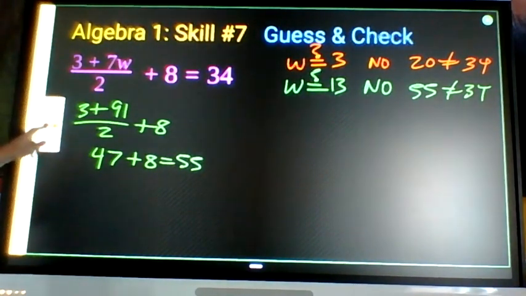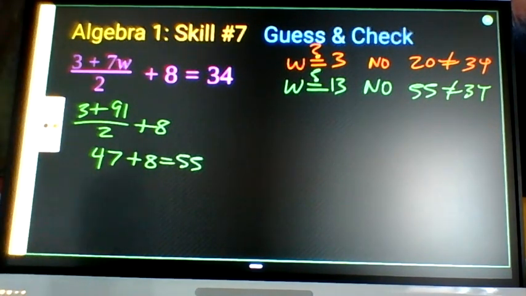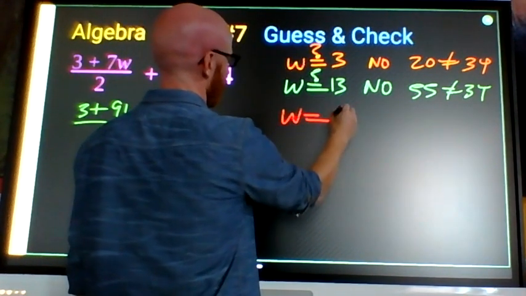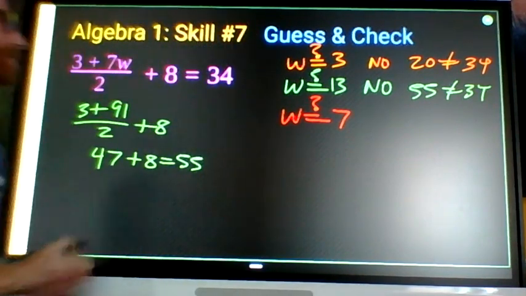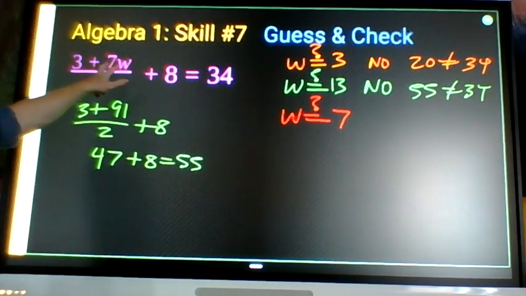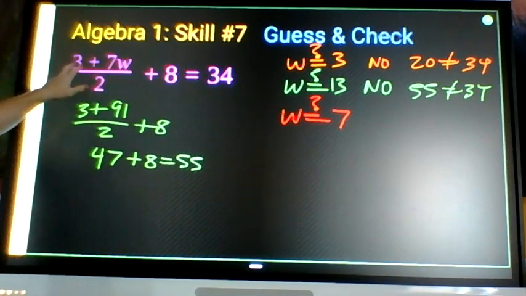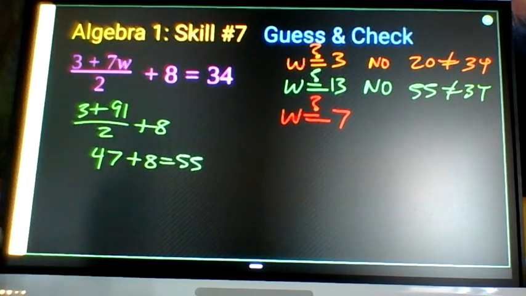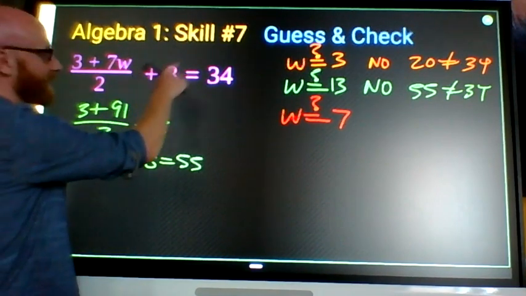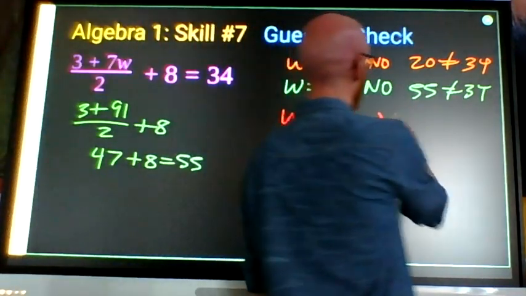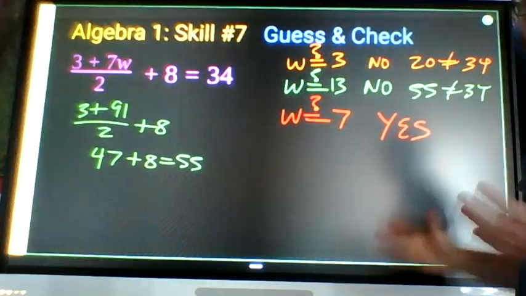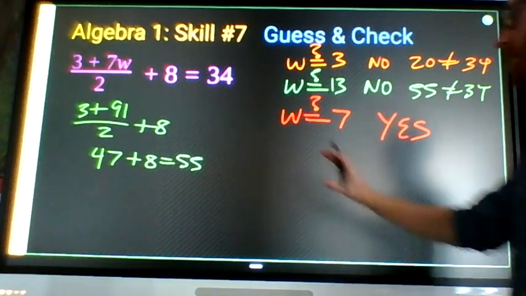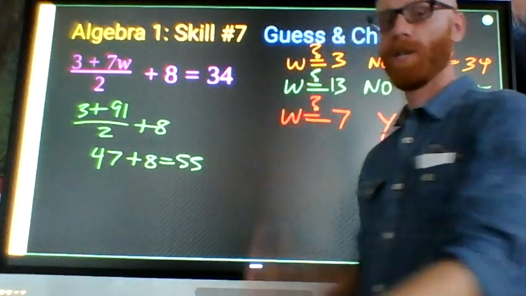All right, and you could keep trying things until you eventually came to an answer. We're going to go with this one. I think this one's going to work out, actually. 7 times 7 is 49. 49 plus 3 is 52. 52 divided by 2 is 26. 26 plus 8 is 34. This one will work. Okay? That's how guess and check works. All right? Again, you don't have to do the math in your head. You can use a calculator.